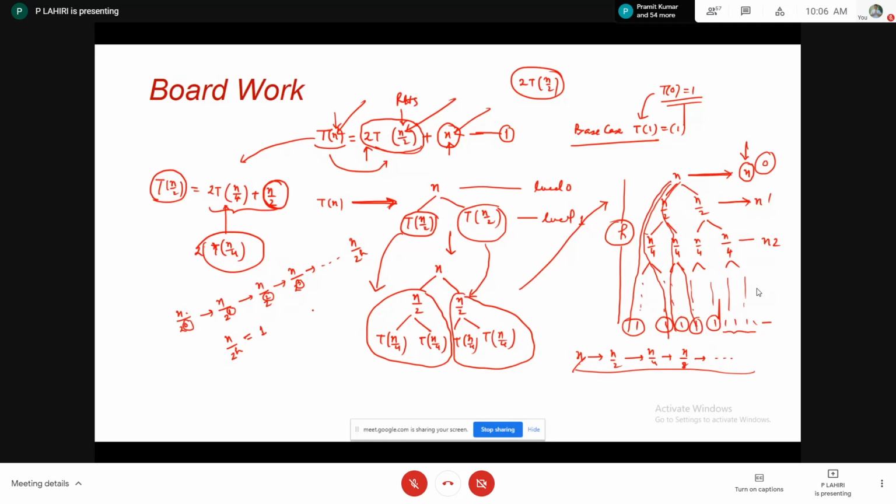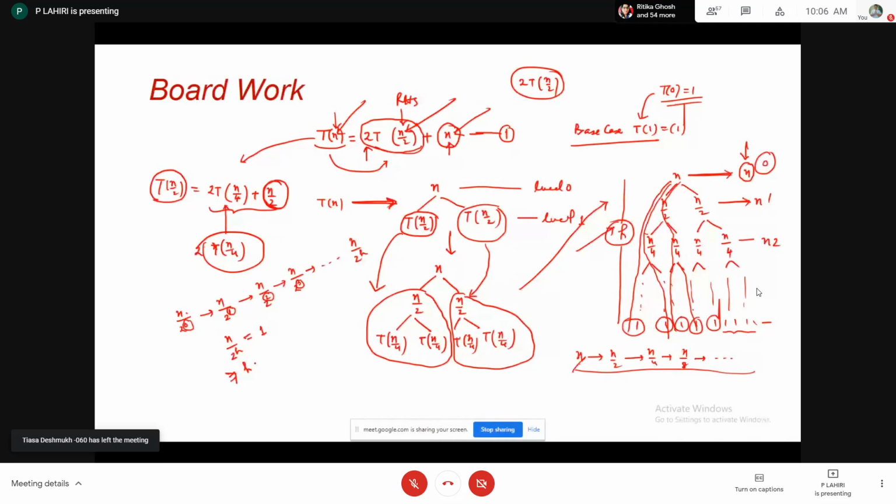So which one is the unknown parameter? N or h? How many levels have you traversed? So what is to be solved, n or h? H, because you have to calculate the value of h.